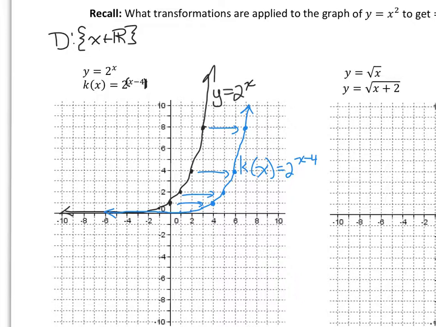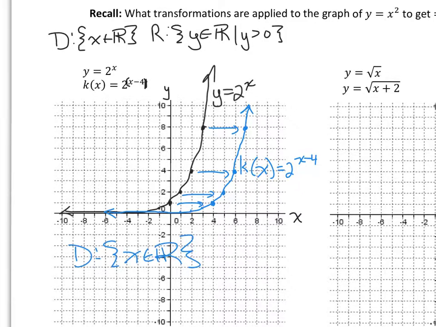So what about the range? Well, remember that our x-axis here is an asymptote, which means that it will never equal 0. So therefore, y must always be greater than 0. So that is our range restriction. Y is greater than 0. So now when we've translated that graph to the right 4 places, what has that done to our domain? Well, I hope you guessed absolutely nothing. Our domain is still any real number, and our range is still y is any real number such that y is greater than 0.